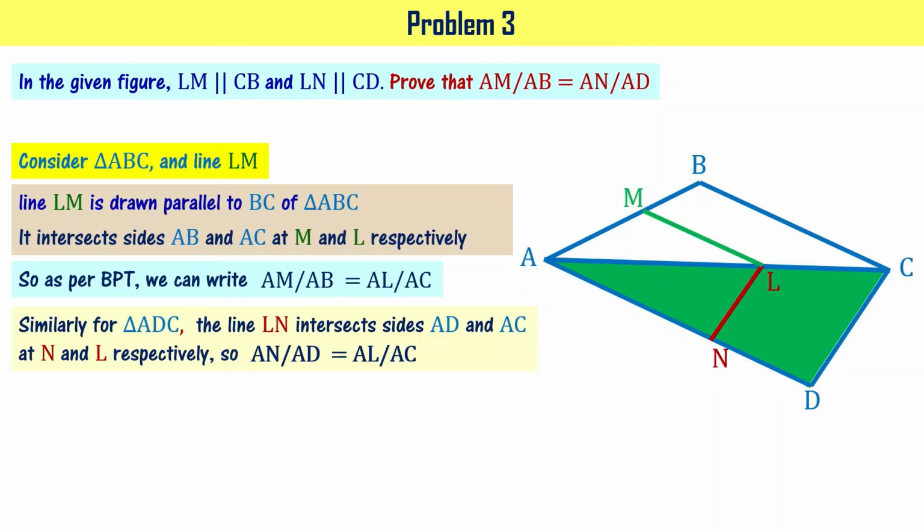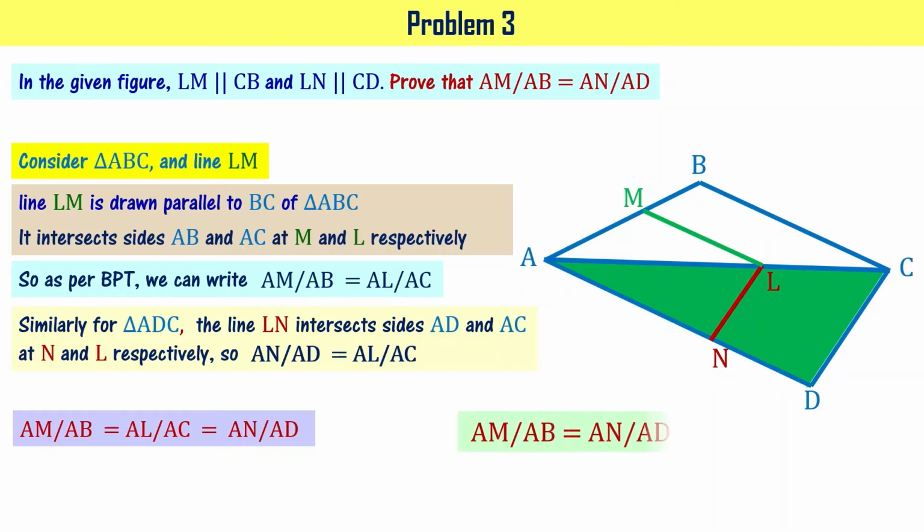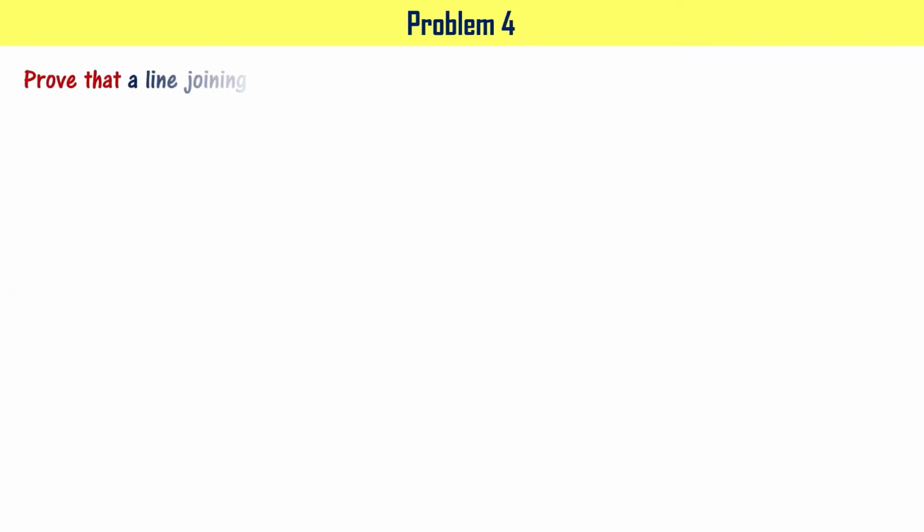We have already seen that AM by AB equals AL by AC, right? So we can now write it as AM by AB equals AL by AC equals AN by AD, right? This can be also written as AM by AB equals AN by AD. This is what we are asked to prove. Let's go to the next question, that is question number 4.